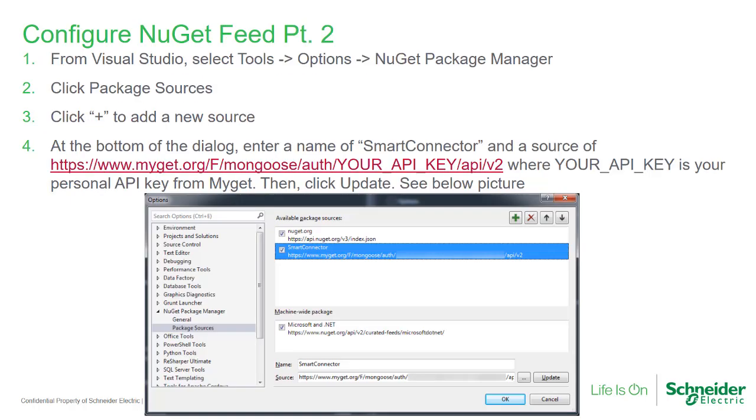Welcome back. After you are granted access by Building Labs, you will receive an email directly from MyGet. Follow the instructions contained in that email and then continue on with the steps on this slide. As you follow the steps, it's important to note that in the link on step 4, the Your API Key field is the personal API key you get from MyGet. When all is said and done, click Update and your dialog should match this image. Once you have done that, click OK.